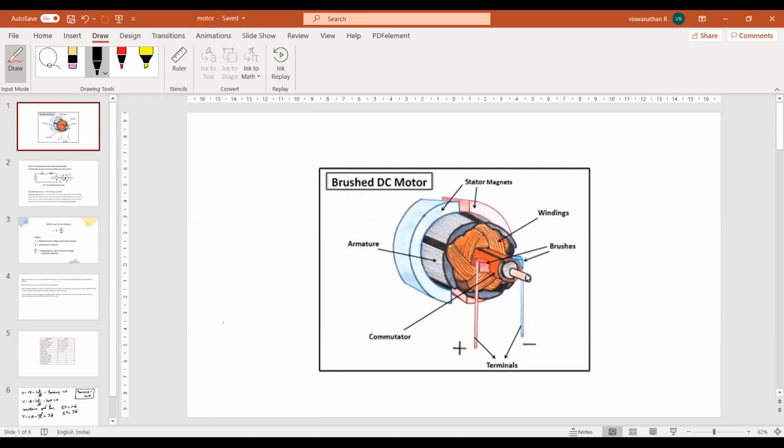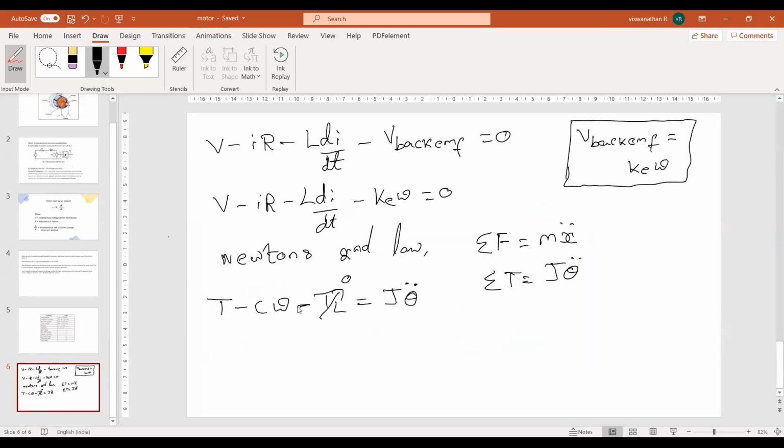So I'm just leaving this shaft open. It just rotates. I'm not applying any load onto the motor. So that is what it means when this is 0.